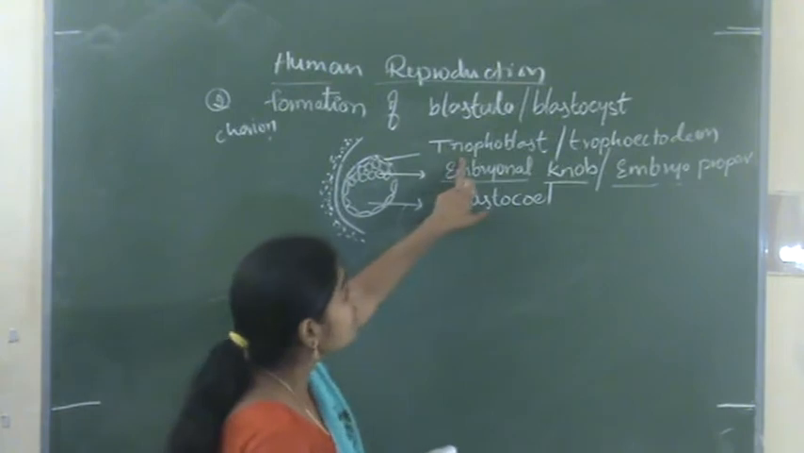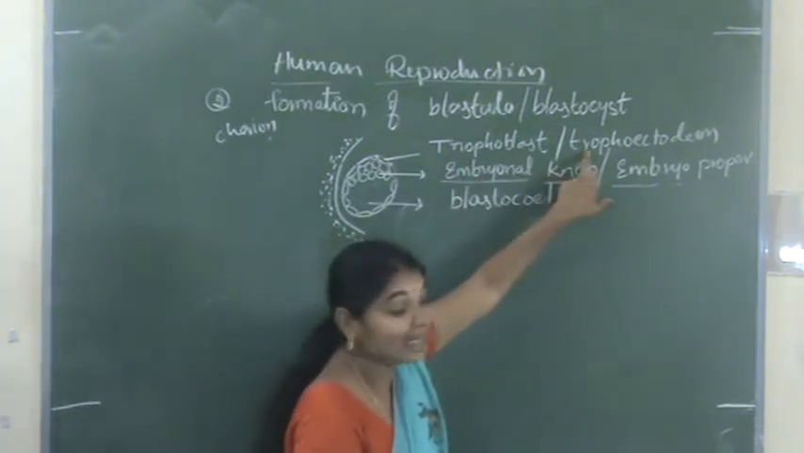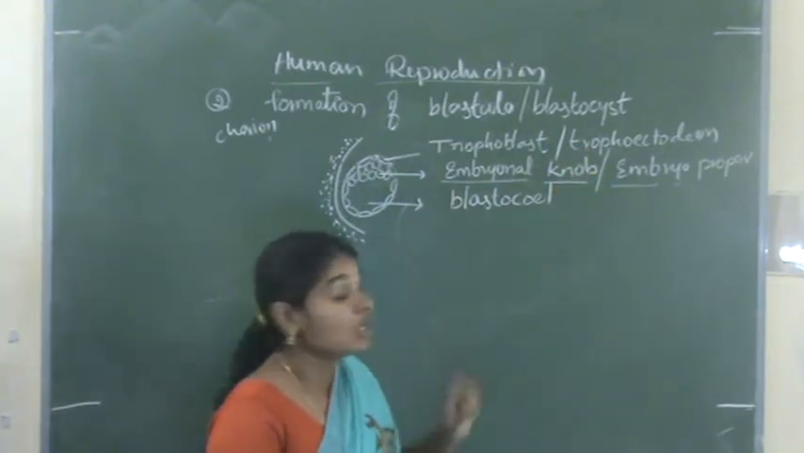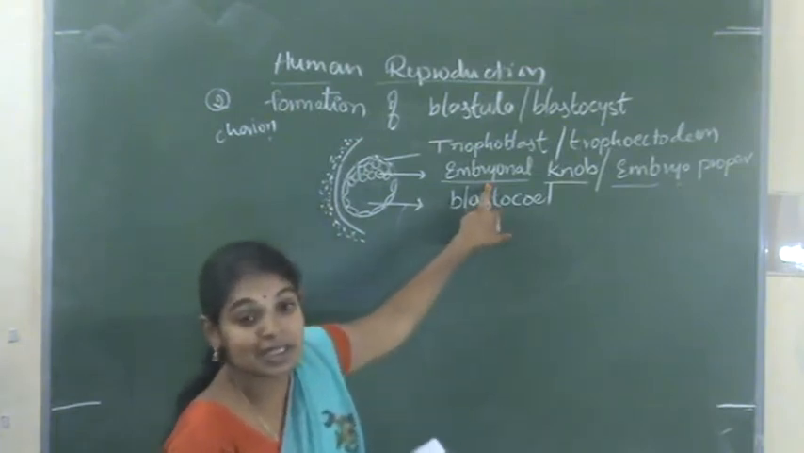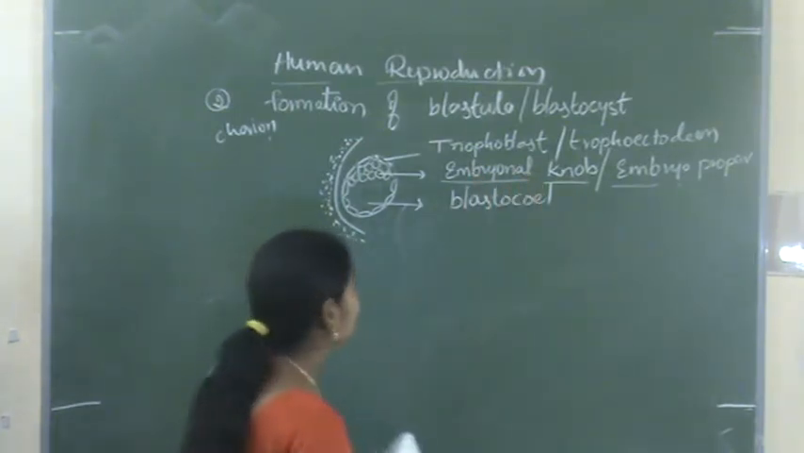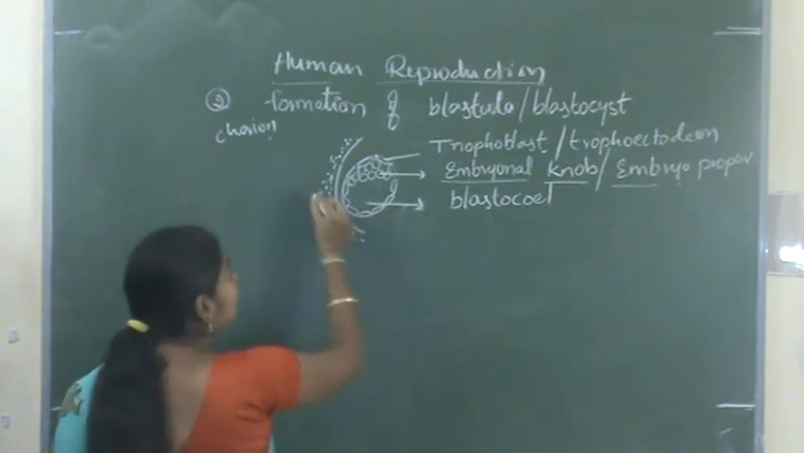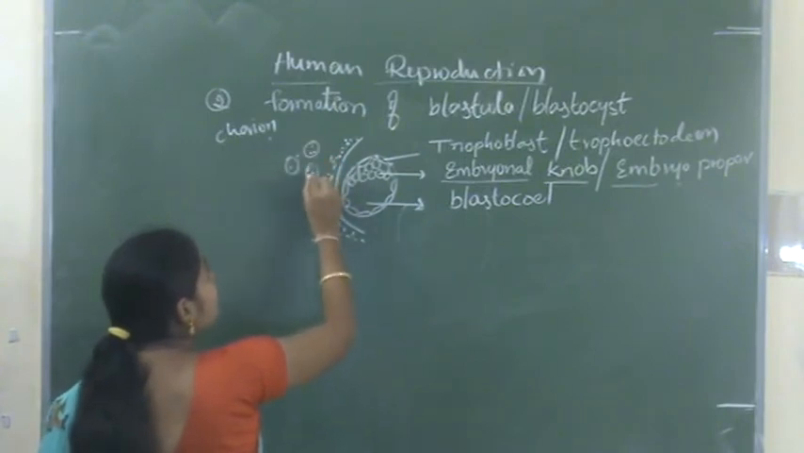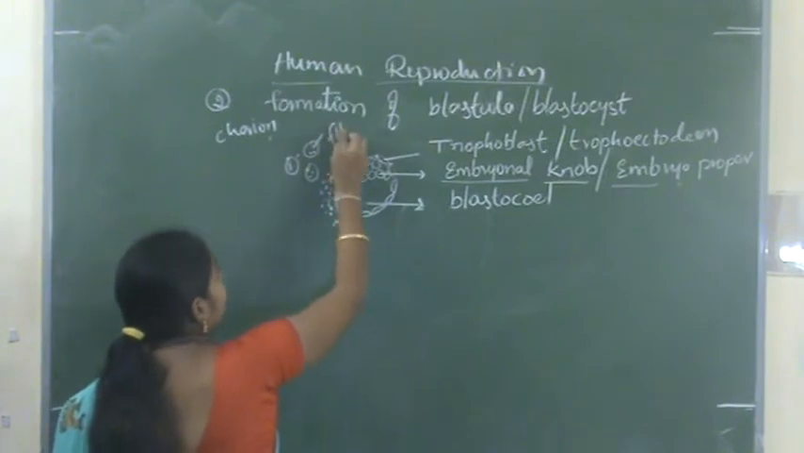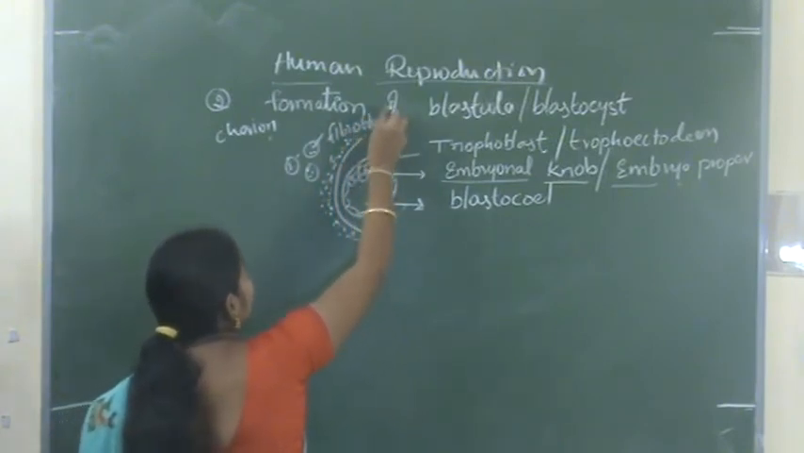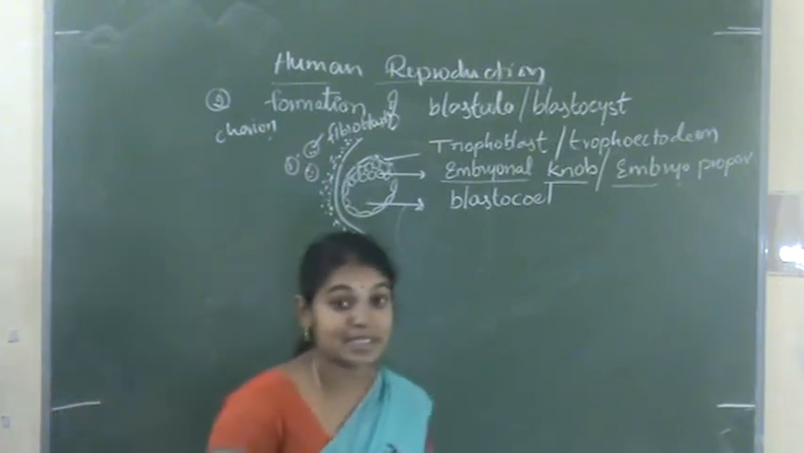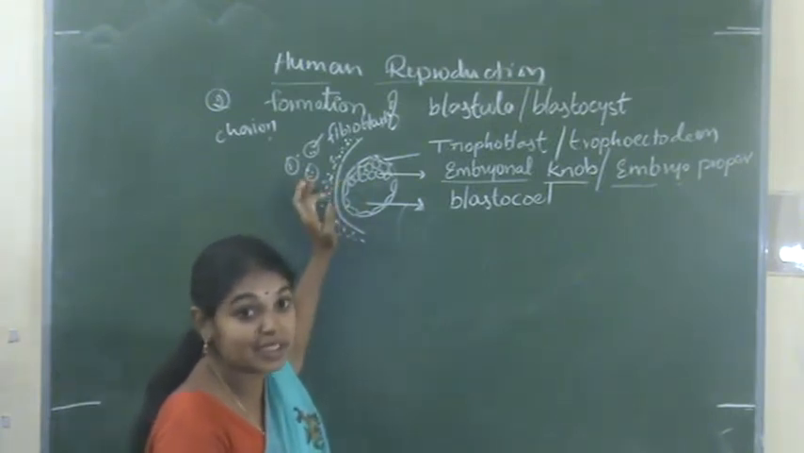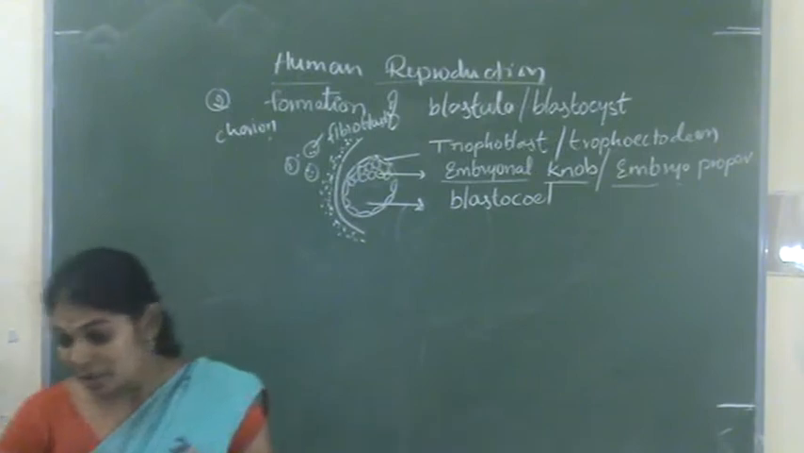But here this trophoblast, or trophectoderm, does not get involved in the process of embryo formation. Only this embryonal knob is involved in the formation of the embryo. And in this blastocyst there is now this fluid. Here these fibroblasts are present. These are known as fibroblasts because here the maternal blood is present, that means mother's blood is present here.